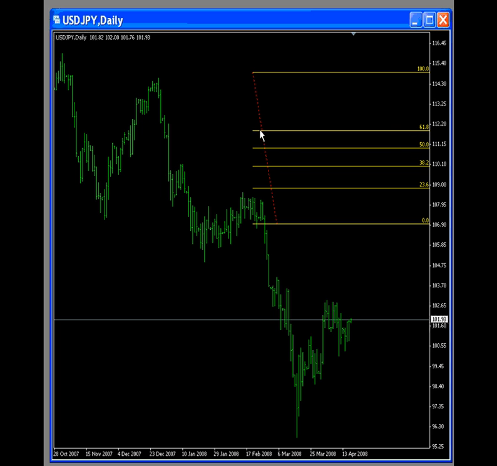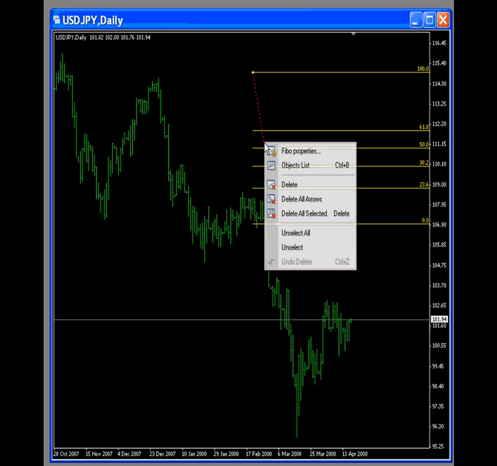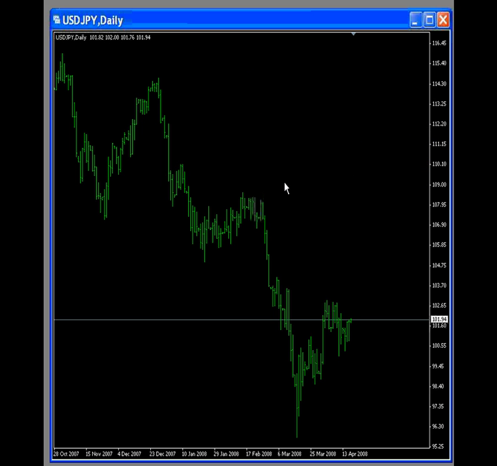So let's get into how to apply this to our chart. The first thing we need to do is identify swing high and swing low. If you haven't watched my video on how to identify a swing high and a swing low, I suggest you do that before watching this video, because it'll really help you in placing the Fibonacci retracement tool.